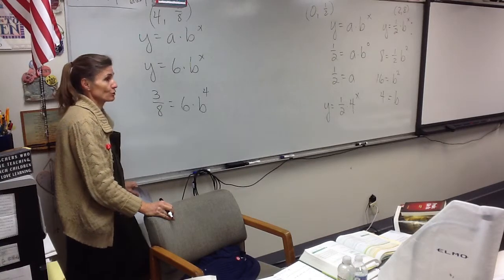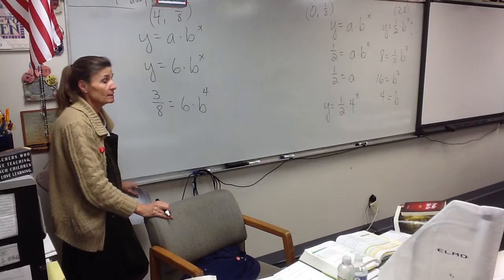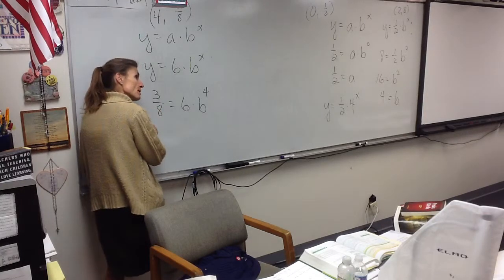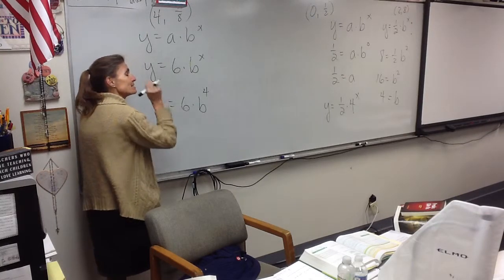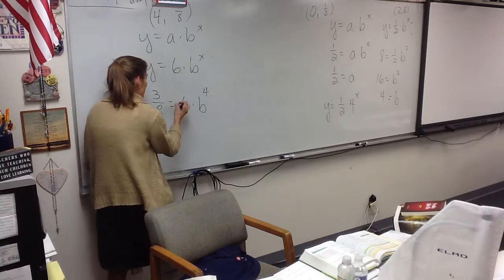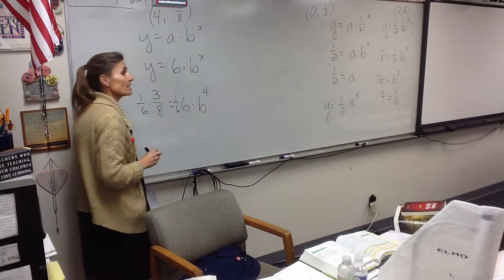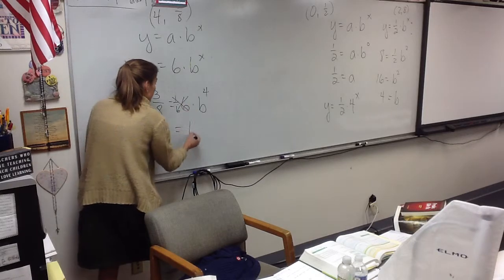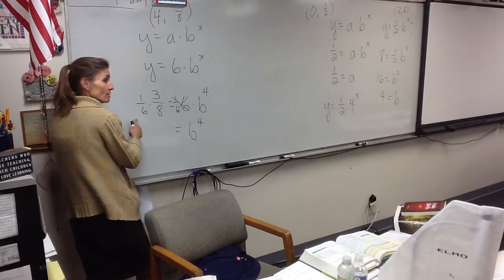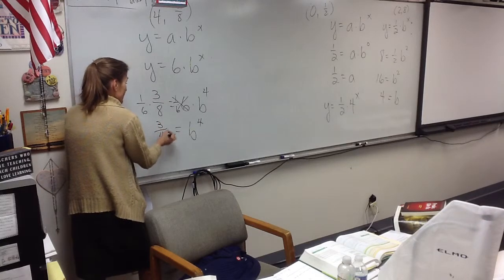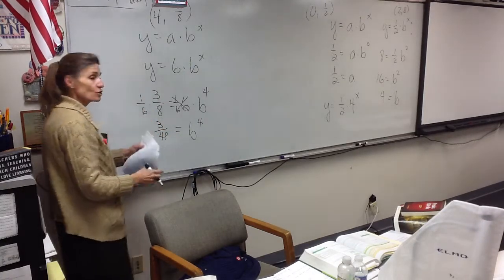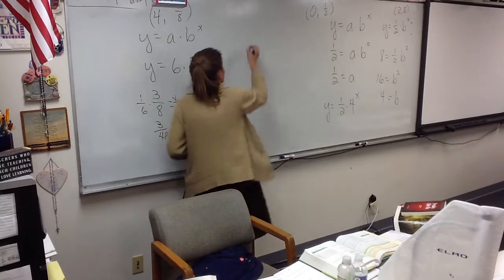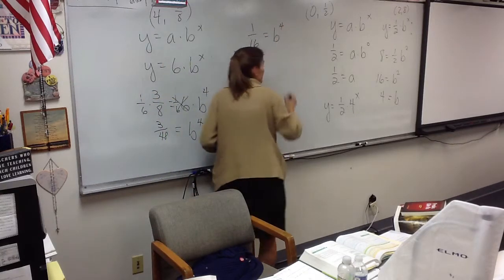Now what do I need to do first? I need to divide by 6. I need to get rid of that 6. But since there's a fraction over here, what else could I do besides dividing by 6? Multiply by 1/6. Would that accomplish the same thing? So these are gone. Now what do I have over here? 3/48. Does 3/48 reduce? So 1/16 equals b to the 4th.